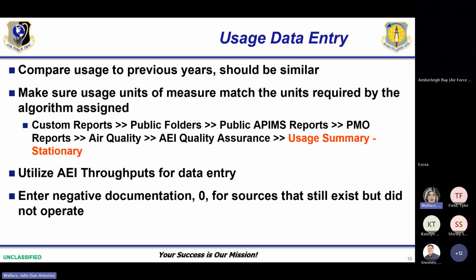I said it before, I'll say it again. We want to compare the usage to previous years. It should be similar. It should be within a reasonable amount of deviation, right? You shouldn't have twice as much usage this year as you did last year, unless it's a really small number, right? And if somebody gives you a number like that, ask them about it.